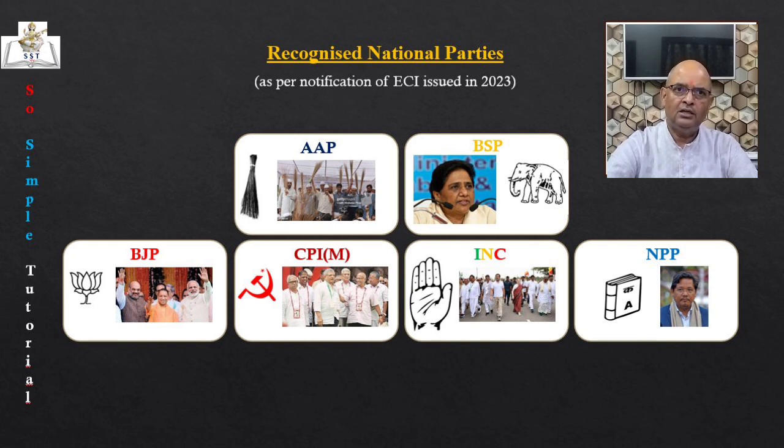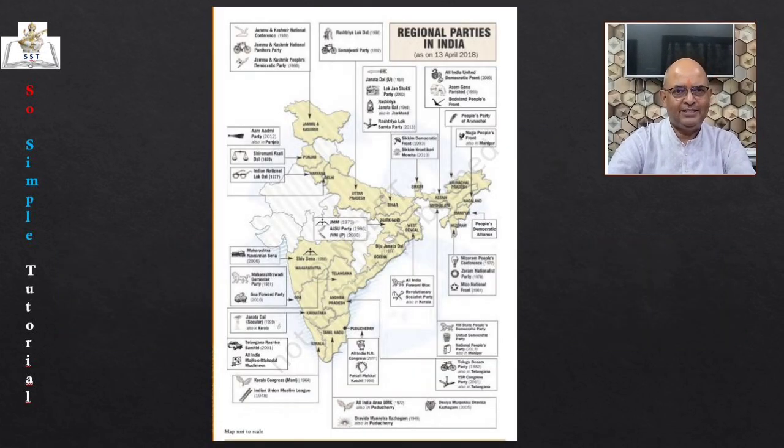Next, National People's Party (NPP). This party was formed in 2013 under the leadership of P.A. Sangma. P.A. Sangma was the Speaker of Lok Sabha from 1996 to 1998. Its symbol is a book. This is the first party from the Northeast to have the status of a national party. The core philosophy of this party is education and employment for all, as well as empowerment of all sections of society. Let us now revise state parties.